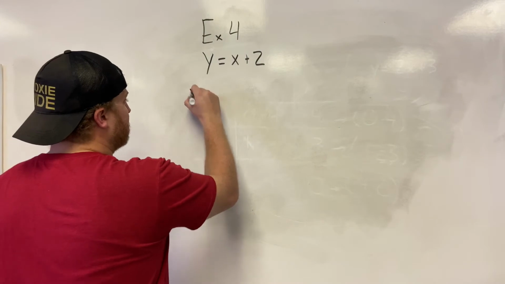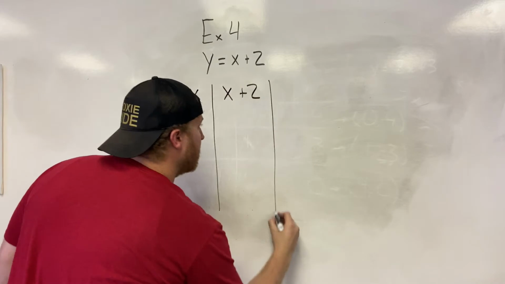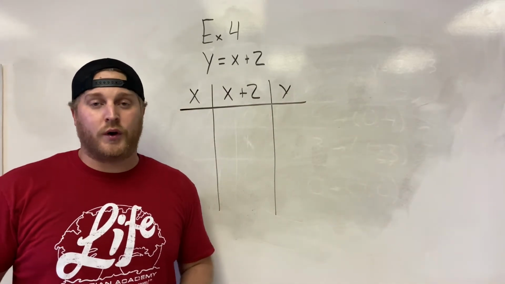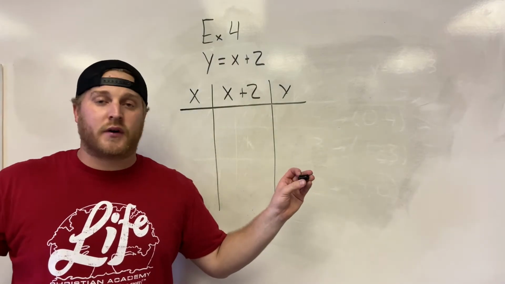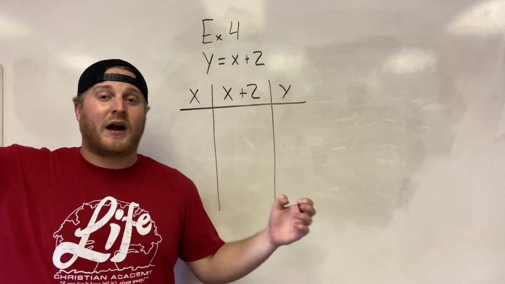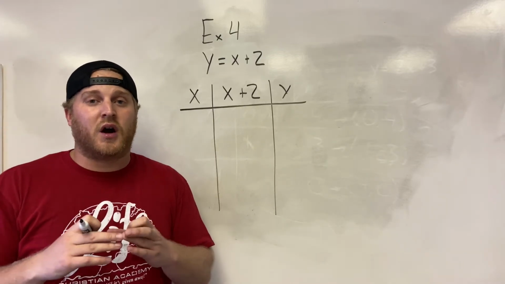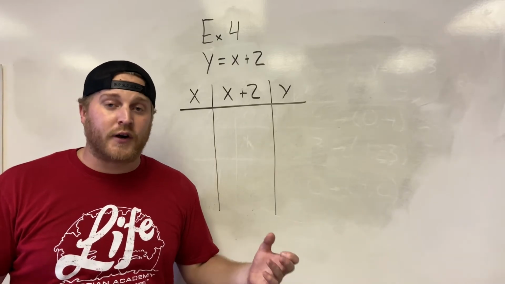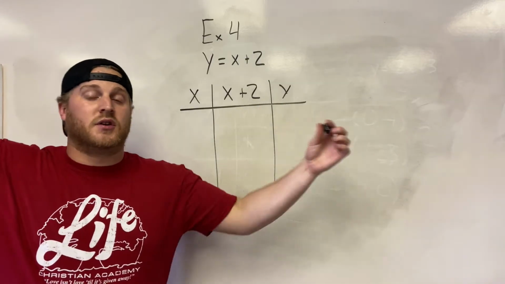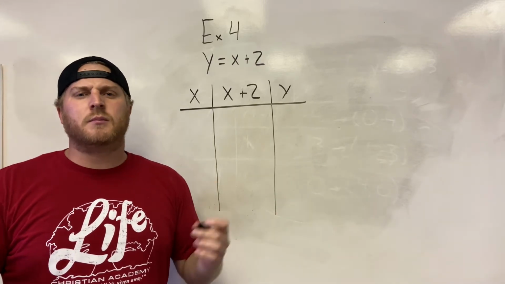So we have x, x plus 2, and then y. And then we can pick whichever x coordinates we want. You can pick any positive or negative number you want. Just remember, the bigger the number that you pick, the further out you're going to have to graph on this coordinate plane. So if you have a small coordinate plane that you've printed off, you might not want to use 23 for your x coordinate, because then your x is 23 and your y is going to be 25. So you're going to be counting a lot of lines and you might not have enough space. So just remember, keep them a little smaller.